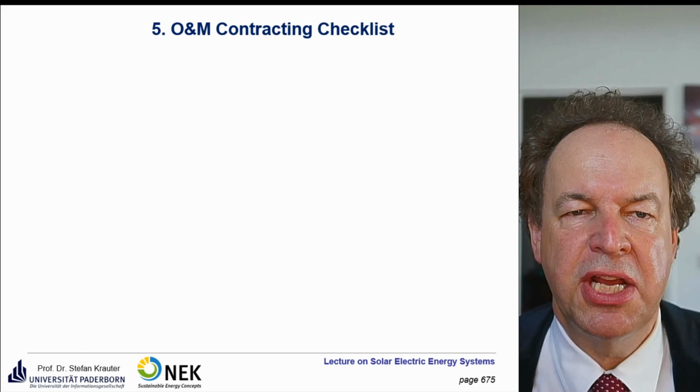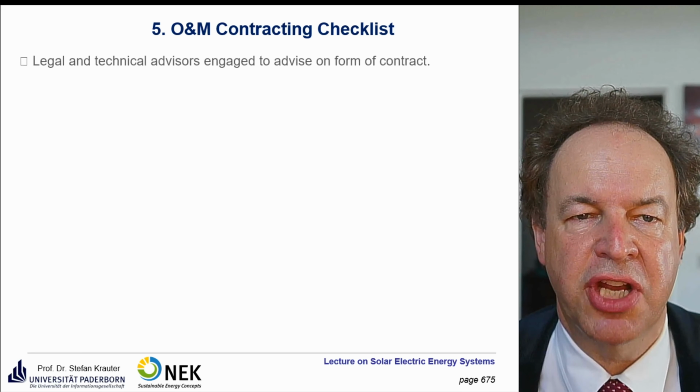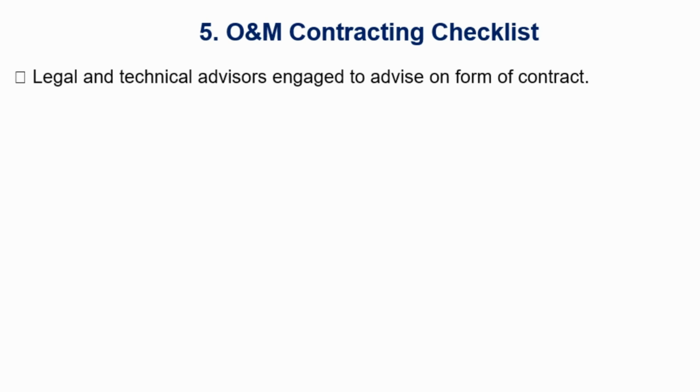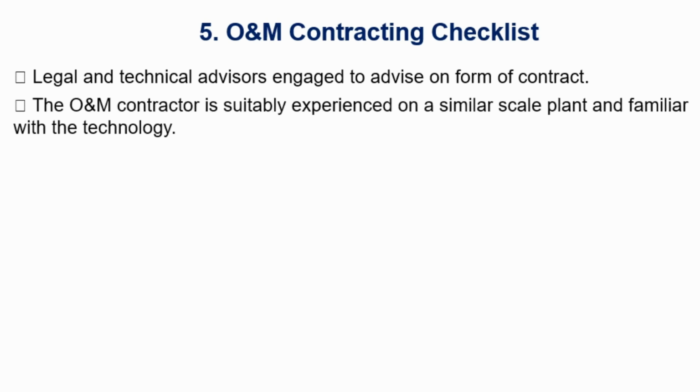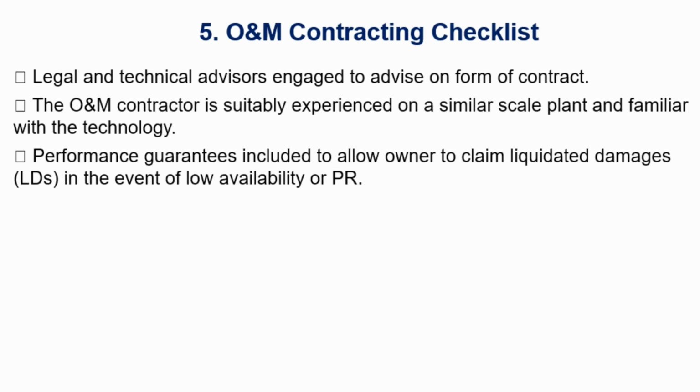So now the operation and maintenance contracting checklist. A legal and technical advisor is engaged to advise on the form of contract. The O&M contractor is suitably experienced on a similar scale and planned, and familiar with the technology. Performance guarantees are included to allow the owner to claim liquidated damages, LDs, in the event of low availability or low performance ratio.